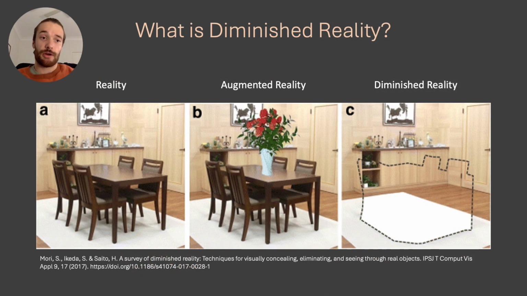Instead of using blurring to hide private objects, which has been found to be insecure, we're going to be leveraging a technology called diminished reality, which is quite similar to augmented reality in some ways, in that it modifies the world around you. However, instead of adding in virtual objects, we're going to be removing real-world objects through a process called in-painting.